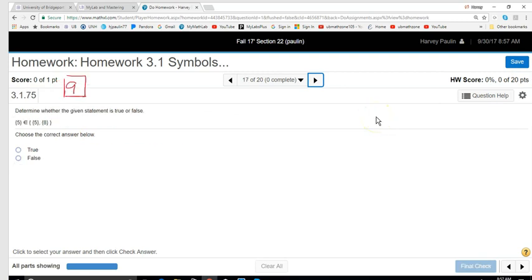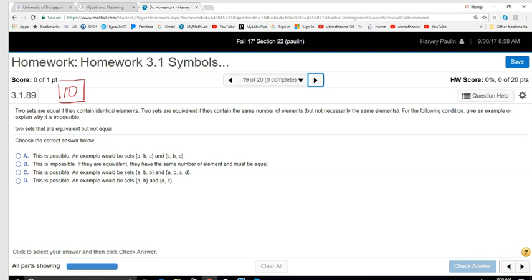Number 9's an easy one, I think. Read it carefully. And is this statement true or false? Well, it's true. 5 is an element of this set. All right, let's go on to our last one.